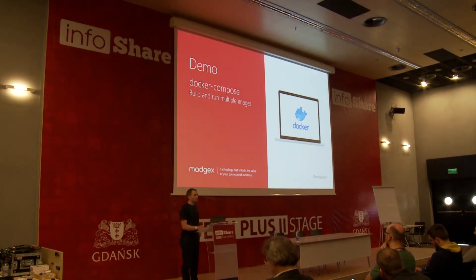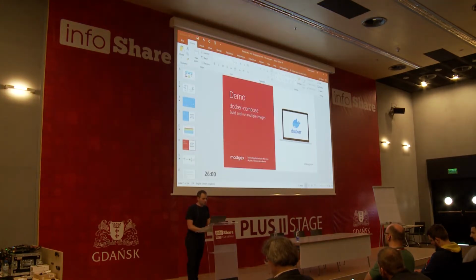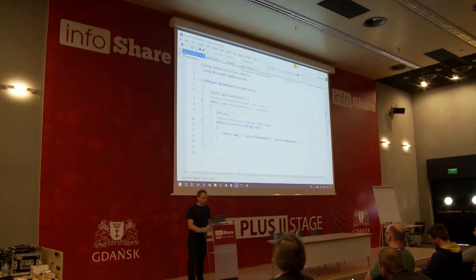Now, I said one of our problems was running multiple things at the same time, and that Dockerfile gave us a way of building one image and running one image. That wasn't what we wanted to have to give the team. We didn't want to make them have to run each different thing individually. So we can use Docker Compose.